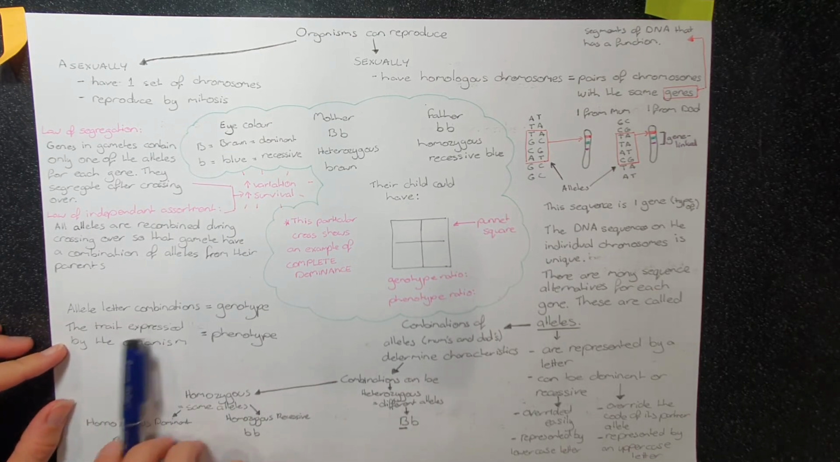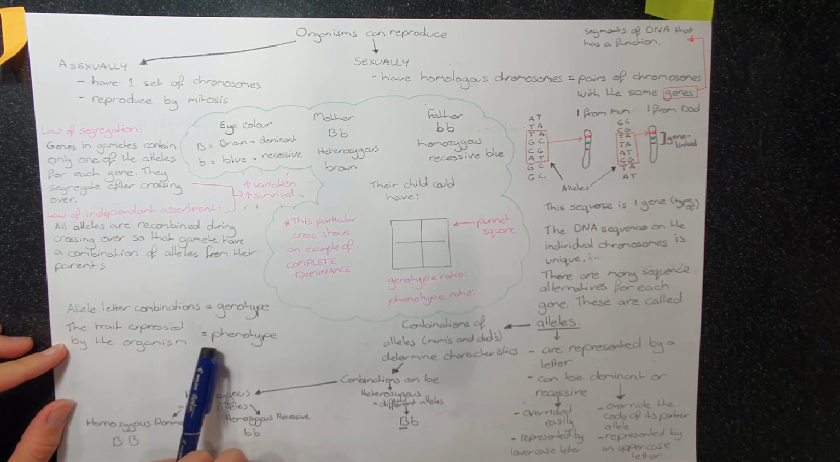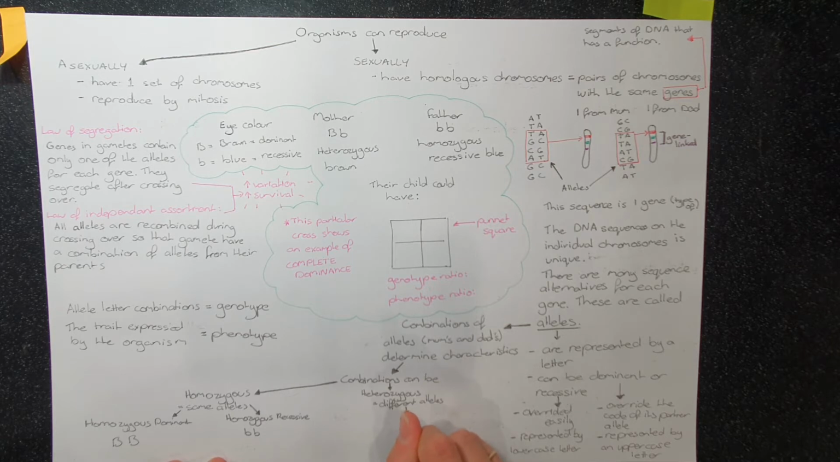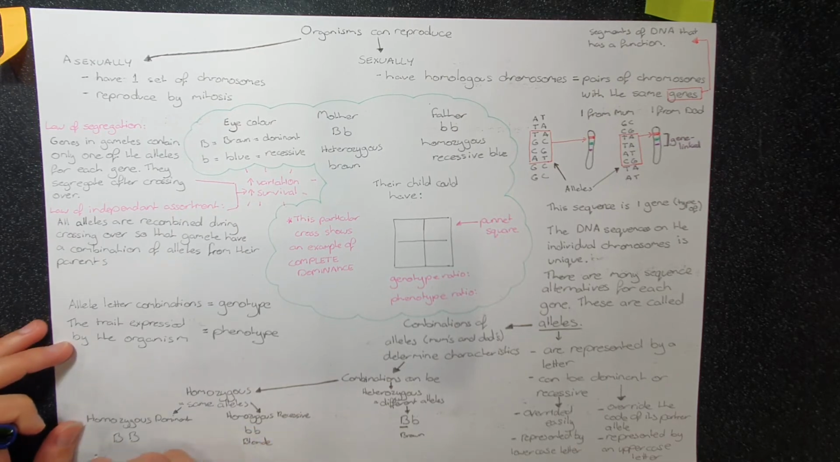The traits expressed by the organism are called phenotypes. So phenotypes are what we actually see. So for example, this one here might be brown, this one here blonde, and this one here brown.